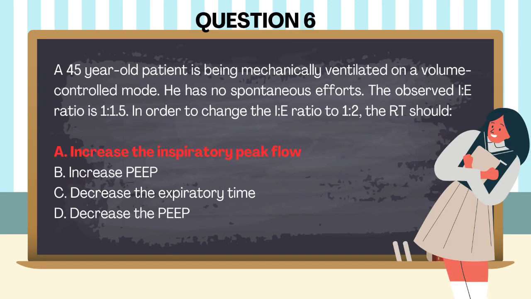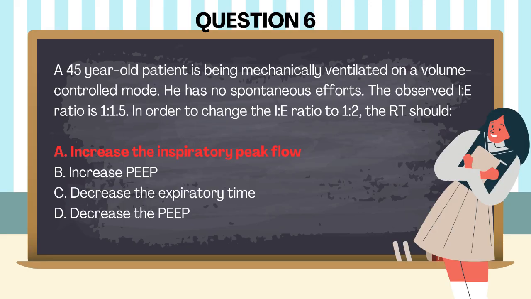Question 6. A 45-year-old patient is being mechanically ventilated on a volume-controlled mode. He has no spontaneous efforts. The observed I:E ratio is 1:1.5. In order to change the I:E ratio to 1:2, the RT should, and the correct answer is letter A, increase the inspiratory peak flow. Why? An I:E ratio of 1:2 is achievable by increasing the inspiratory peak flow. This maneuver would shorten the inspiratory time and prolong the expiratory time.